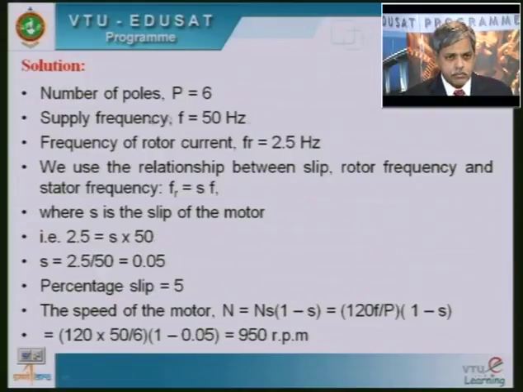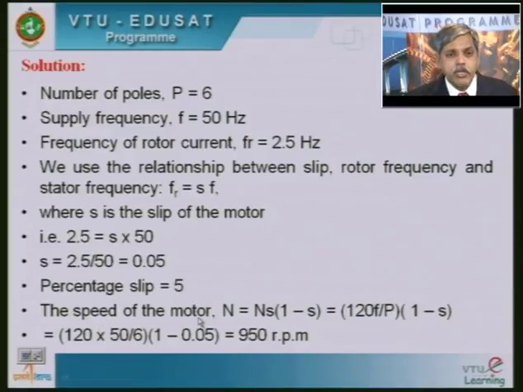So the number of poles what you have is 6, supply frequency is 50 Hertz, frequency of the rotor current is 2.5 Hertz. So using the relationship between the supply frequency, rotor frequency and the slip, I can calculate S is equal to 0.05, that is 2.5 divided by 50 will give you this much. So percentage slip is 5%.